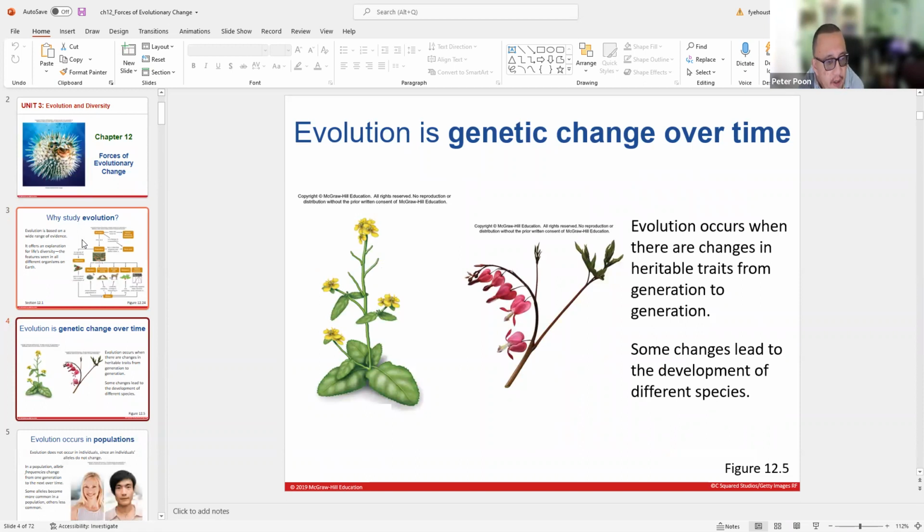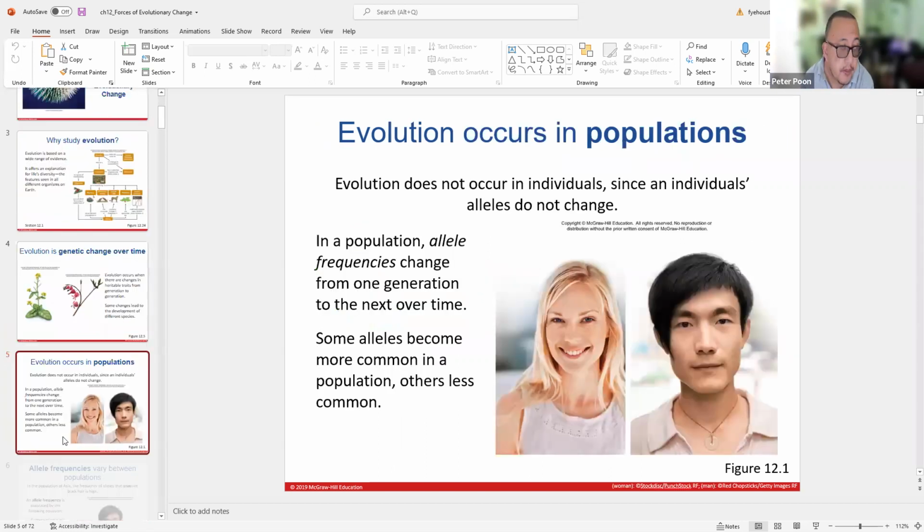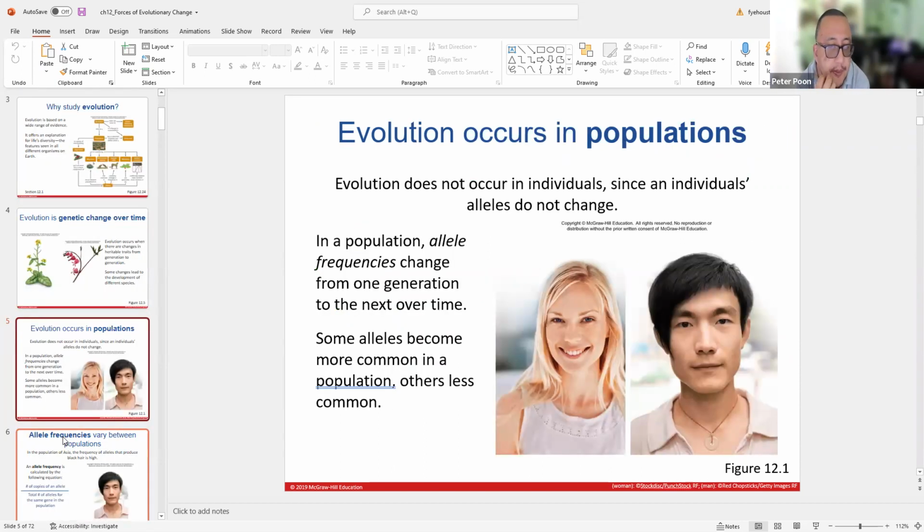Evolution is genetic change over time. Evolution occurs when there are changes to inheritable traits from generation to generation. Some of these changes will lead to the development of new species. Others will just lead to dead end changes. Evolution occurs in populations.